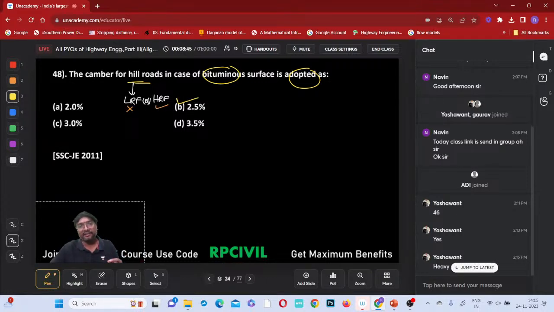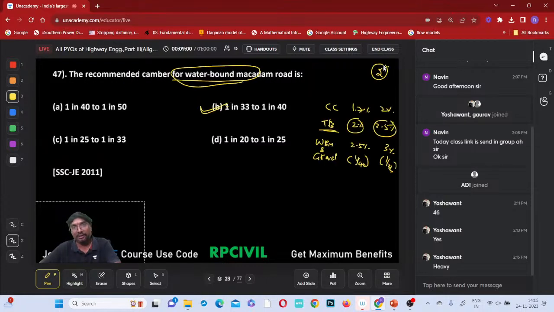Because in case of hill portions, rainfall activity will be more. Rainfall activity will definitely be more in these hill roads, isn't it? Now coming to this.